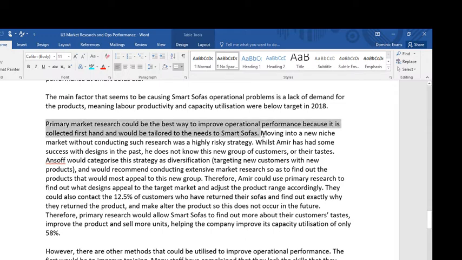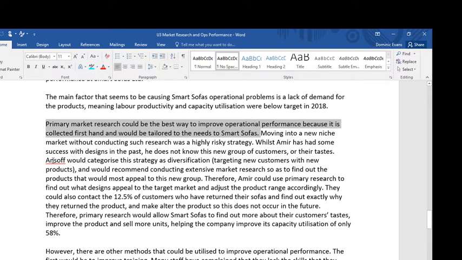Now, what I've done here is I've defined what primary research is. Okay, so I have included a definition, I've just included it in the body of my essay. Moving into a new niche market without conducting such research was a highly risky strategy. While Amir had some success with designs in the past, he does not know this group of consumers or their tastes. Ansoff would categorise this strategy as diversification, targeting new customers with new products, and would recommend conducting extensive market research so as to find the products that would most appeal to this new group.